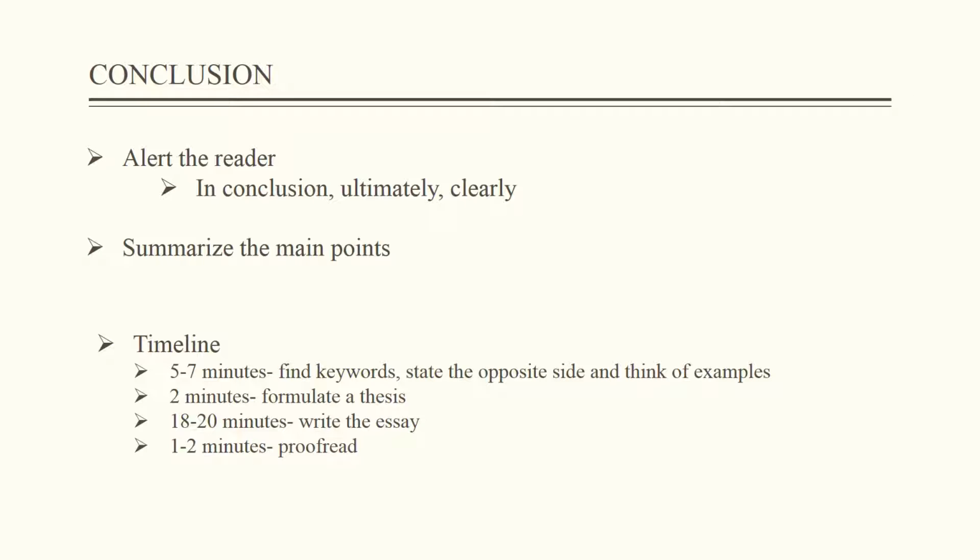Now, the timeline that you should follow while drafting an issue is that you should spend 5 to 7 minutes in finding key terms, stating the opposite side, and brainstorming examples. Then you spend 2 minutes formulating a thesis. And then you spend 18 to 20 minutes writing the actual essay, and 1 to 2 minutes on proofreading.